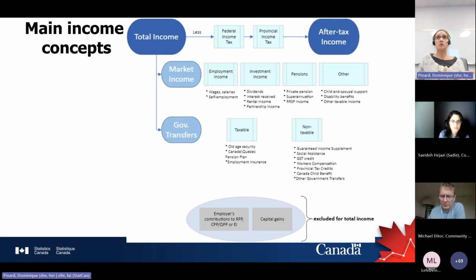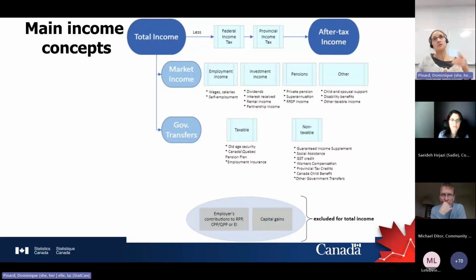So you have total income, and total income, when you subtract the federal income taxes and the net provincial income taxes, you get to your after-tax income. That's income, and here I'm talking about low income, but that income is used usually to express low income situation. Now, if we take the total income, there's multiple components that actually compose total income.